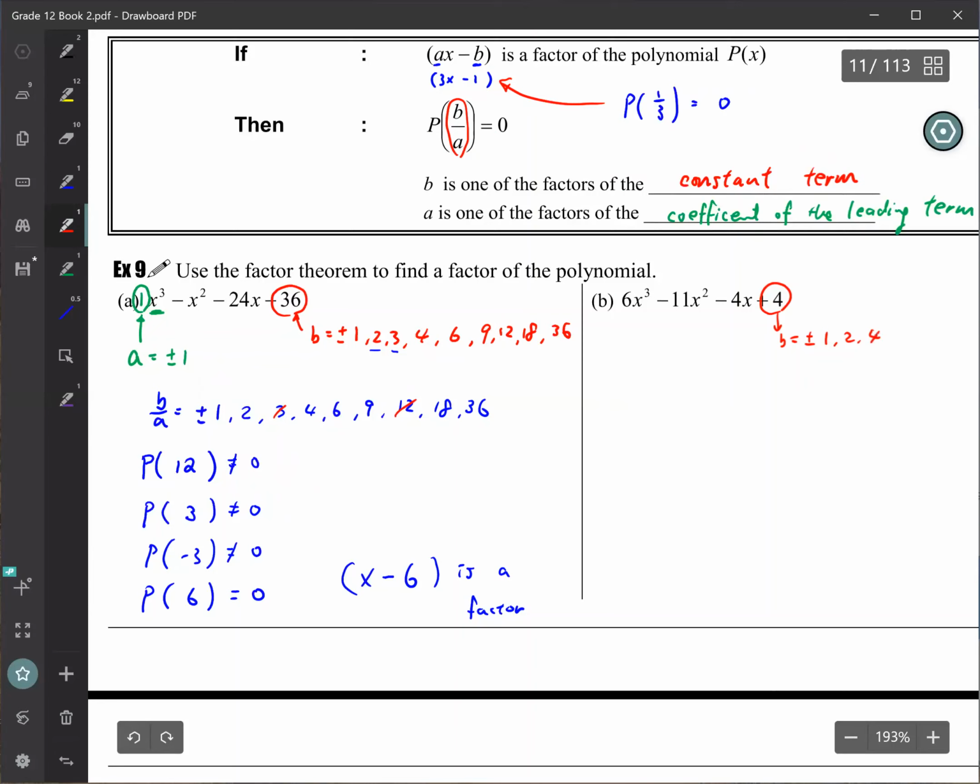Okay, now for factors of A, where do we get that then? Tiana? 6x cubed. Okay, just look at the 6. So factors of 6 will be what? Tiana? Plus minus 1, 2, 3, 6. Yeah, 1, 2, 3, 6. Okay, now we want to write out B over A, the possible numbers that could make it equal 0.